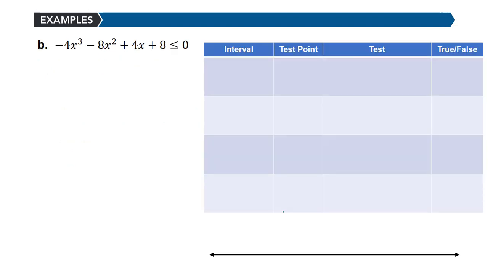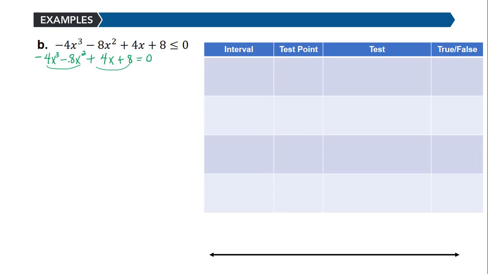Another polynomial inequality that we'll do is -4x cubed minus 8x squared plus 4x plus 8 is less than or equal to 0. So this polynomial I need to solve by first replacing the inequality with an equal sign, that is, to find those boundary numbers. So I'll set the function equal to 0 and solve. This is a polynomial with 4 terms. We can use grouping. When we pair together the first two and last two, we factor out the common factor.